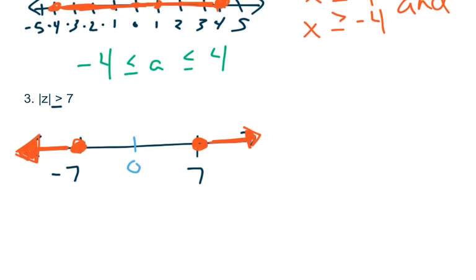So we can think about this. What would be our inequality that would match this graph? Well, we would have z is less than or equal to -7, or z is greater than or equal to +7. Okay, so those are three basic absolute value inequalities.